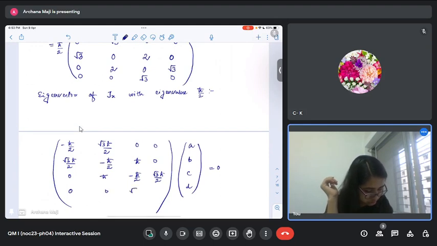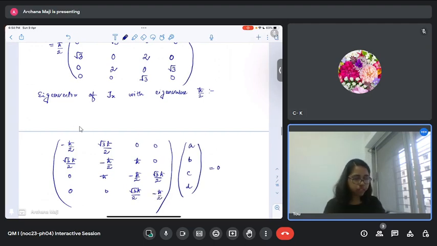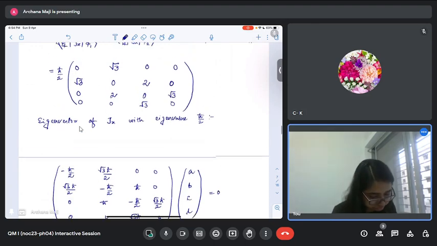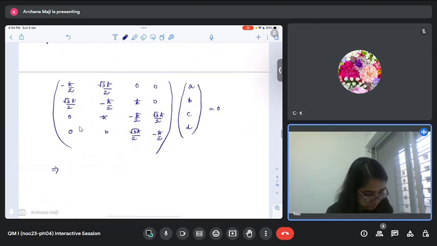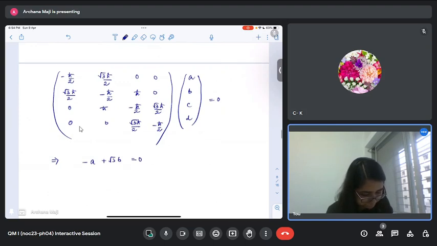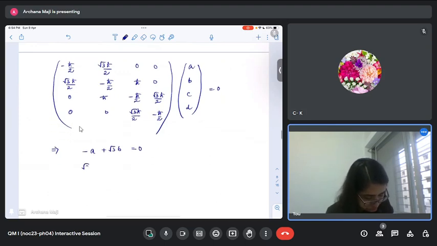Zero, 2 and minus ħ/2. Okay, so what do we get? The equations, it's minus a plus square root 3b equal to 0. Square root 3a.